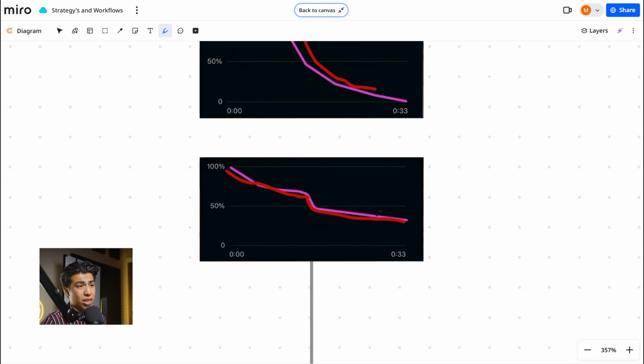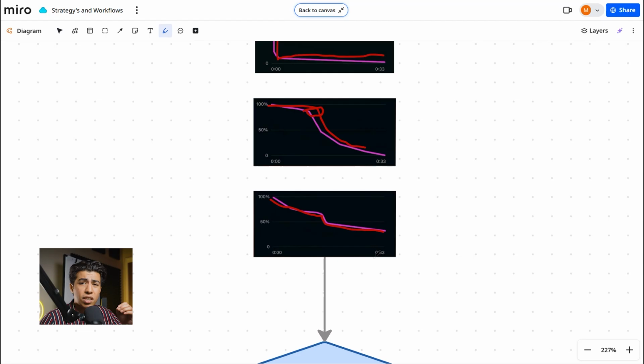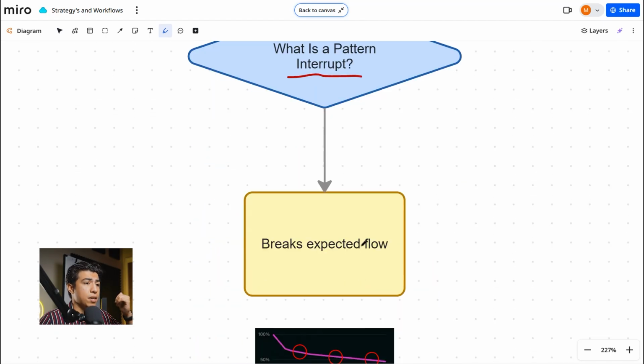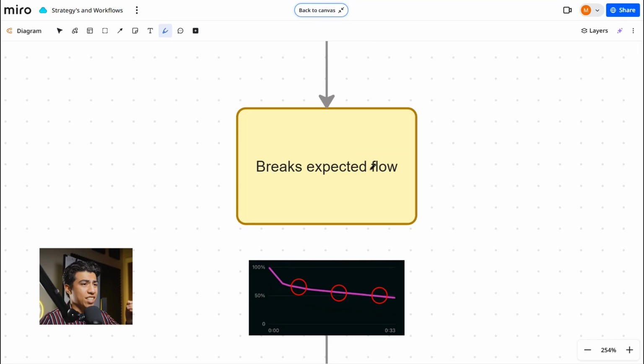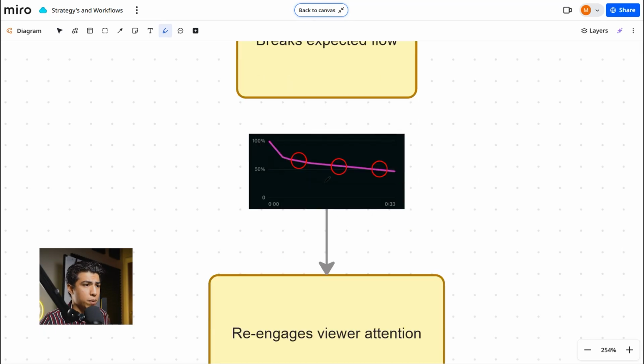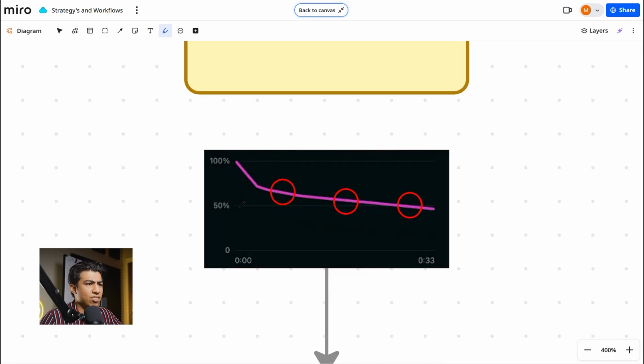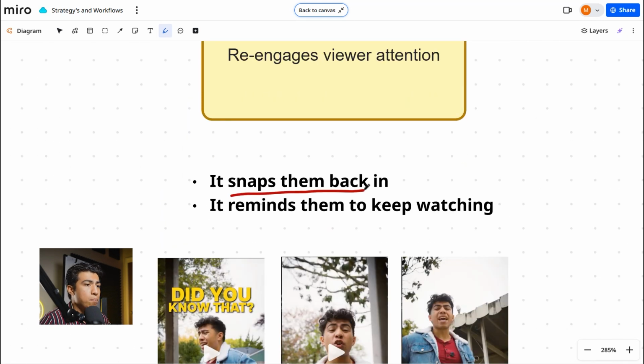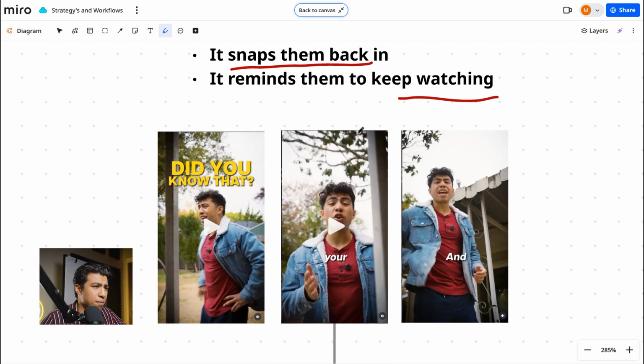Now, I understand how frustrating this could be, but there is a method to actually get them to stay. So what is a pattern interrupt? Let's break it down. It breaks the expected flow of what people are expecting. The easiest way to think about it is it's just multiple hooks that happen throughout the rest of your video. You hook them in the beginning, and then you just continue hooking them again and again and again throughout the rest of the video. You re-engage the viewer's attention, and this snaps them back in and reminds them why they should keep watching. And you can accomplish this in many different ways.